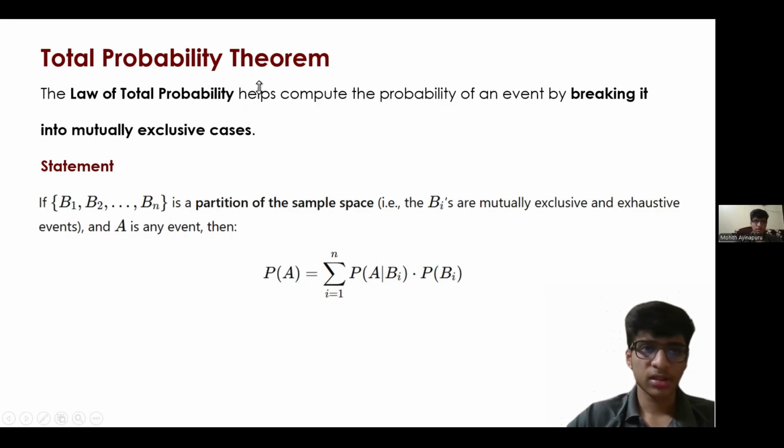So for mutual exclusivity, B1 intersection B2 intersection B3 and so on up to Bn should be equal to the null set. And for exhaustiveness, B1 union B2 union B3 and so on up to Bn should be equal to the sample space S. This is the formula we use for the total probability theorem: P of A equals the summation from i equals 1 to n of P of A given Bi times P of Bi. This is a conditional probability statement.